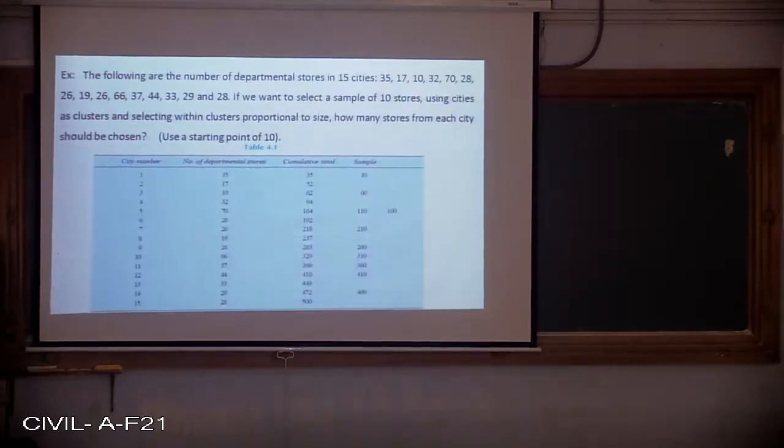This is an example of what is being shown. Some departmental stores in 15 cities, and we have to select 10 stores using cities as clusters and selecting within clusters proportional to size. How many stores from each city should be chosen? Using a starting point 10, you can pick one number and then start selecting the items from the number of departmental stores and cumulative total.